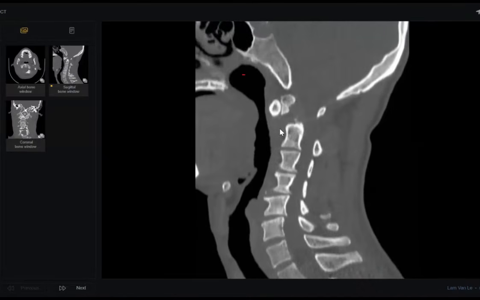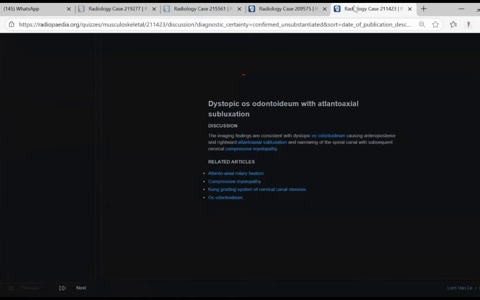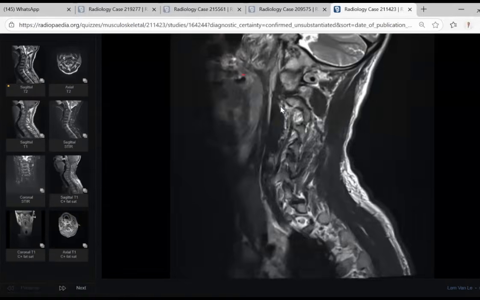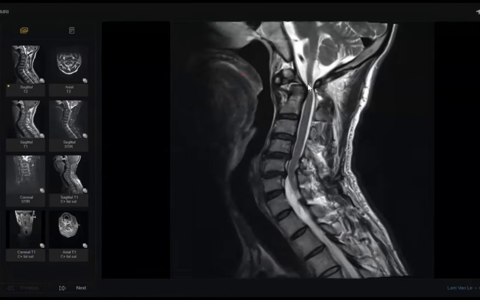Okay, thank you so much, my colleague. It was os odontoideum with atlantoaxial subluxation. It is very important because there is a markedly compressed craniocervical junction and causing cord malacia.